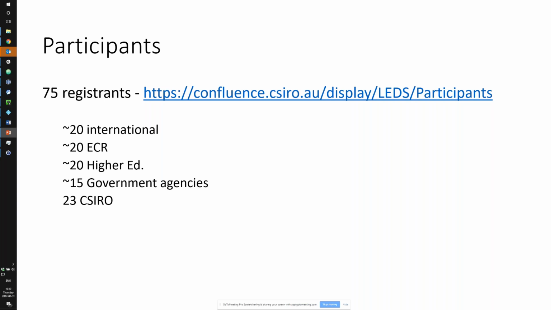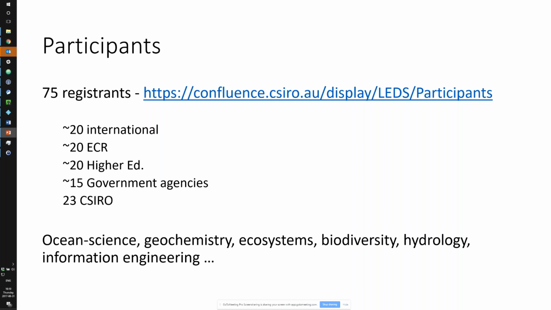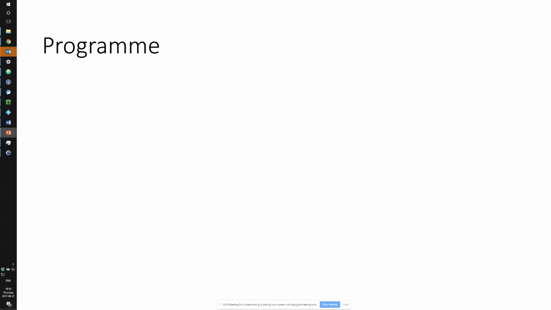A lot of government agencies, and coming out of being based in CSIRO, there was a significant representation from a variety of different business units across CSIRO. Again, I'll emphasize that the disciplinary or domain representation came primarily from ocean sciences, geochemistry, ecosystems, biodiversity, hydrology, and a number of information engineers.